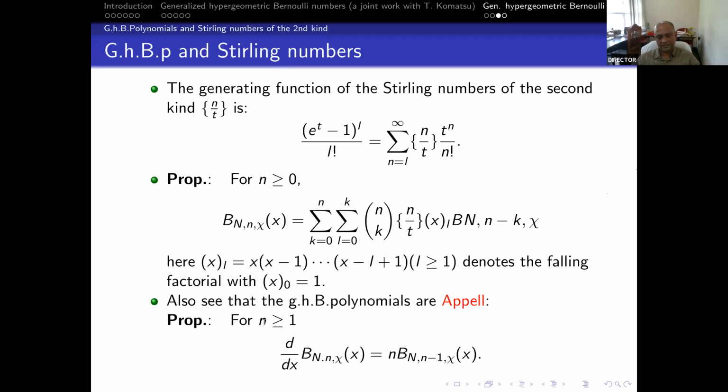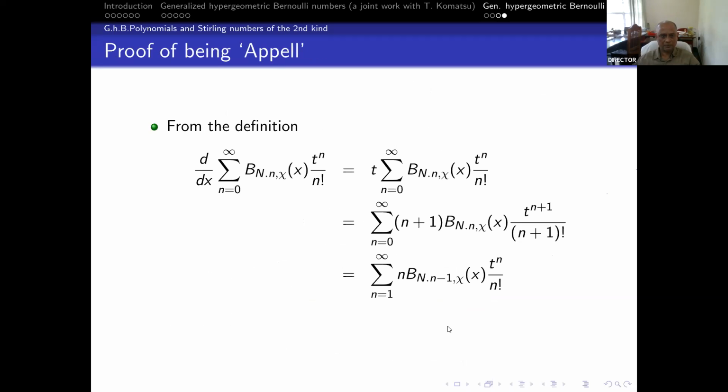So in this case also, it happens that for any n bigger than or equal to 1, if we take the derivative with respect to x of these Bernoulli polynomials that we introduced, it turns out that n comes out here, and the (n-1)th Bernoulli polynomial appears. There is a quick proof of that. If we take the derivative of B_{n,χ}(x) t^n over n factorial, then t comes out here, and this t^{n+1} is here, and factorial n+1 comes here. And so this is n B_{n-1,χ}(x) t^n over factorial n. Then you compare the coefficients and the result will follow.